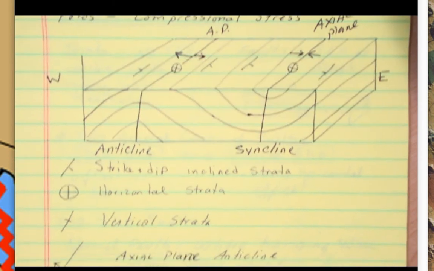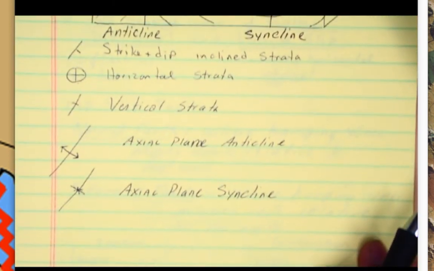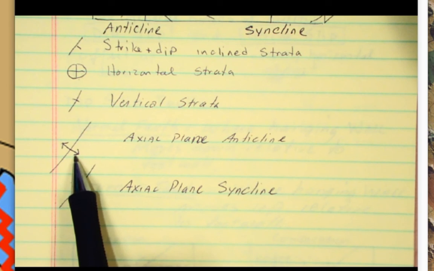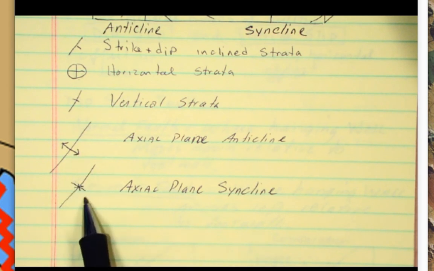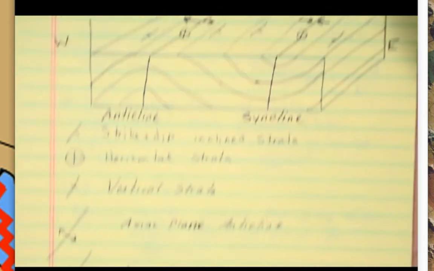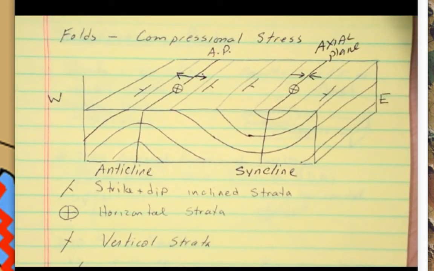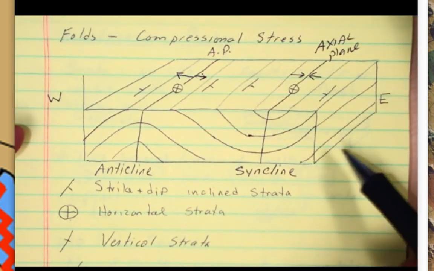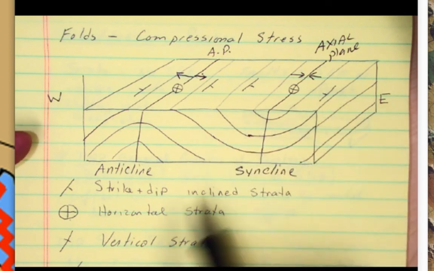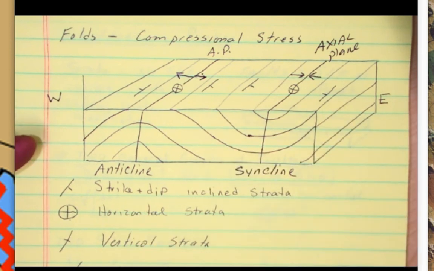So if we look at the symbols that I've drawn down below here, there's an axial plane for an anticline, axial plane for a syncline. So just for that, we made our block model here showing compression, squeezing this. We're folding the strata, making an anticline and a syncline. So just remember, anticline is an arching fold, syncline is a trough-like fold.